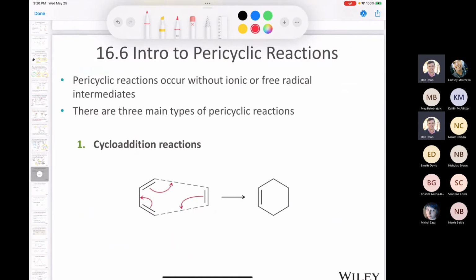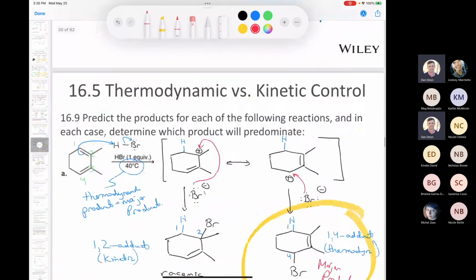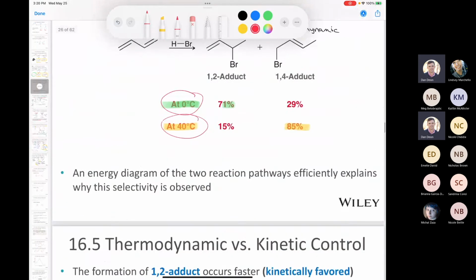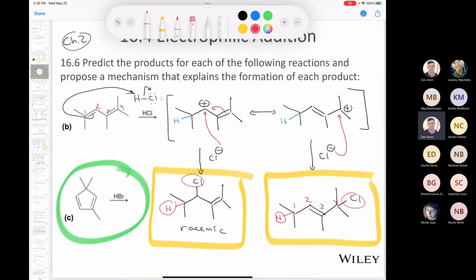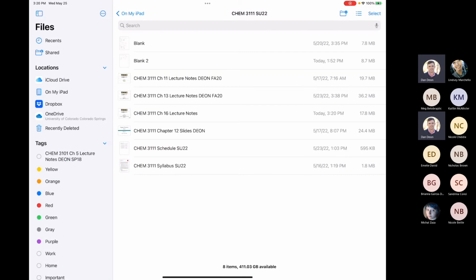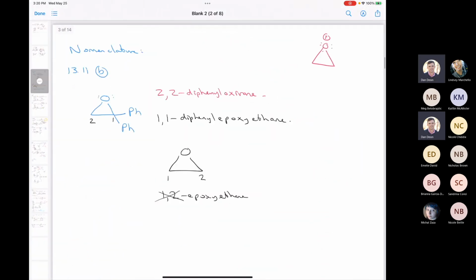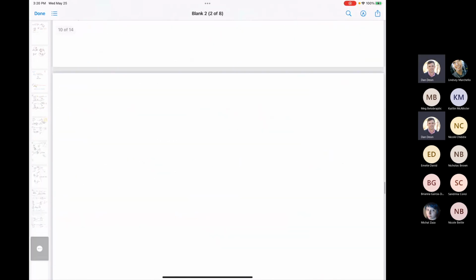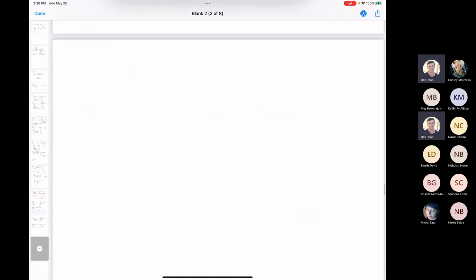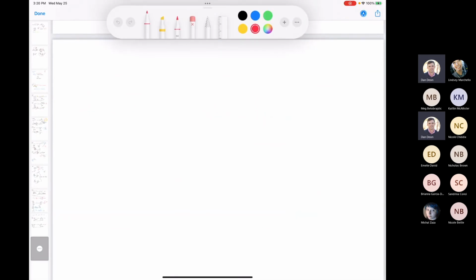All right. Well, let's see. Let's go back here. There was a question we didn't do. Which one was it? It's 16.6C, right? 16.6C. So predict the product. Let's go over to a blank document here. So let's find some blank space. All right, so let me back up in my notes. I don't want to make a mistake here.